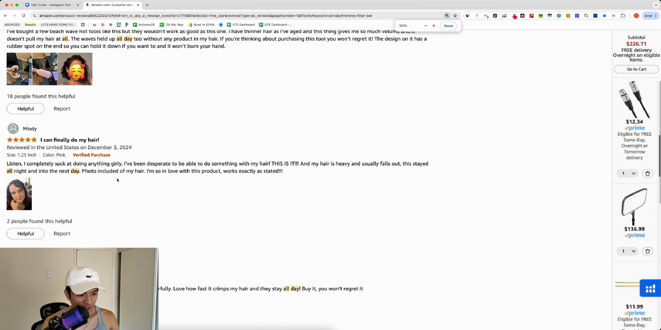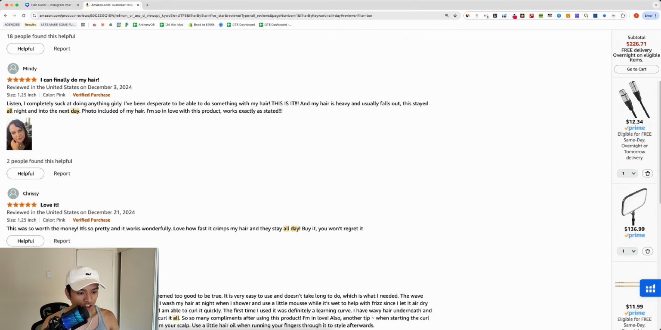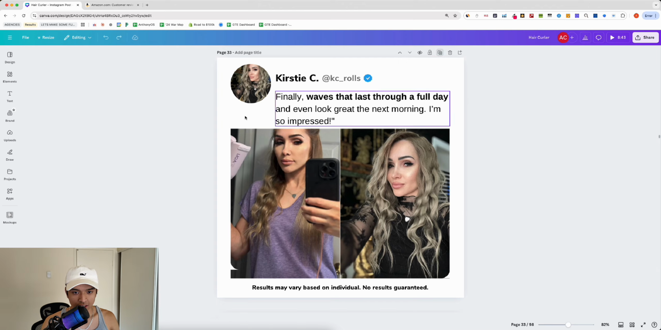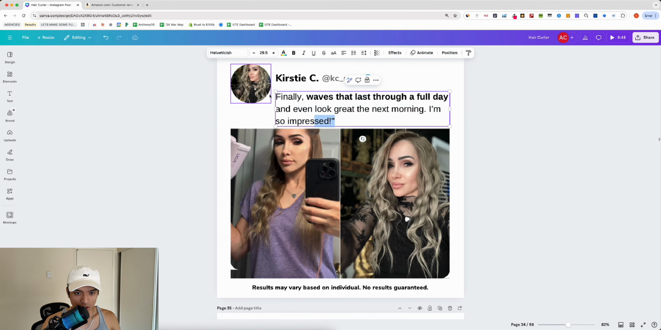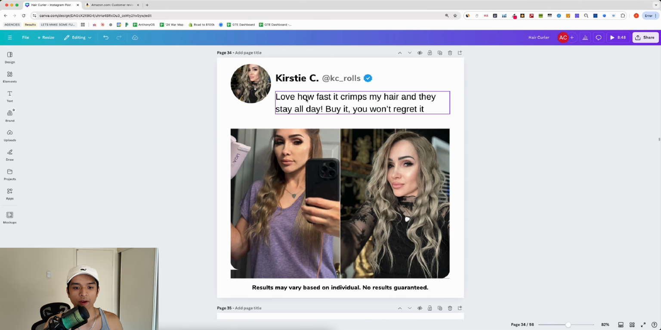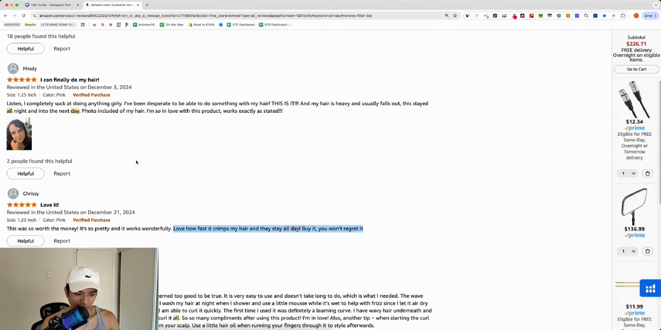So check this out. Here's a headline. "This was so worth the money. It's so pretty and it works wonderfully. Love how fast it crimps my hair and they stay all day. Buy it, you won't regret it." Boom. Take that, you duplicate this, and you go like this. "Love how fast it crimps my hair and they stay all day. Buy it, you won't regret it." Boom. There's my first variation. Let's find another one.